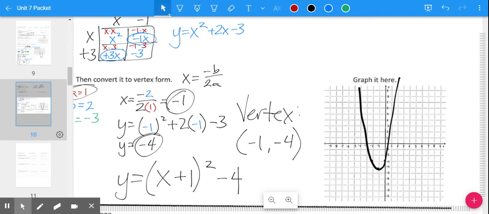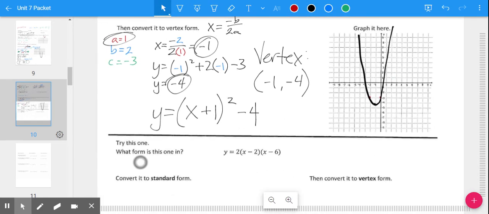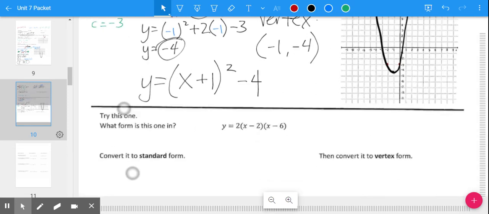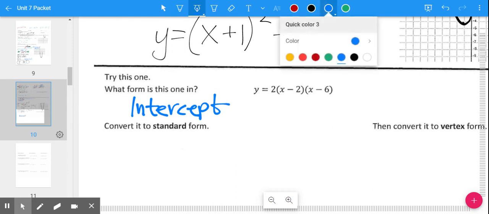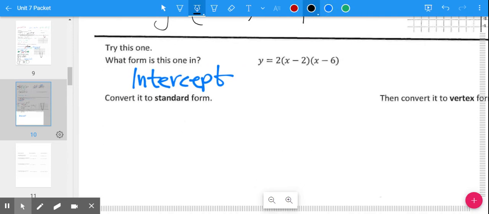All right, we're going to do one last problem together, and then the next page is your work session. So what form of the equation is this? This is in intercept form. It says to first convert it into standard form. So the first thing I do is I try to make it where the area model is the only thing I have to do.